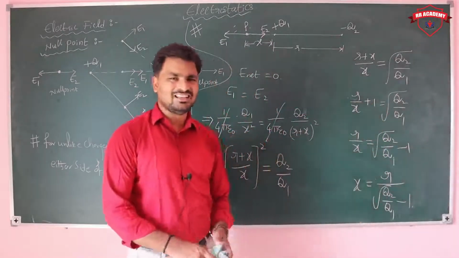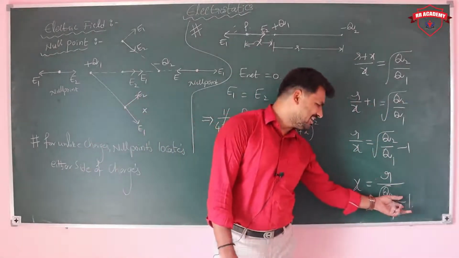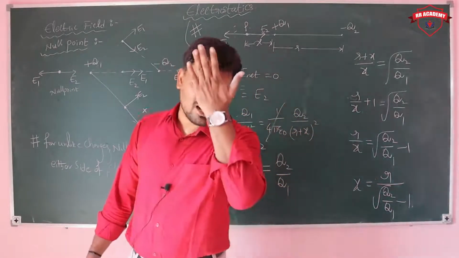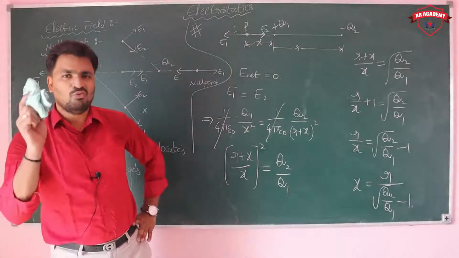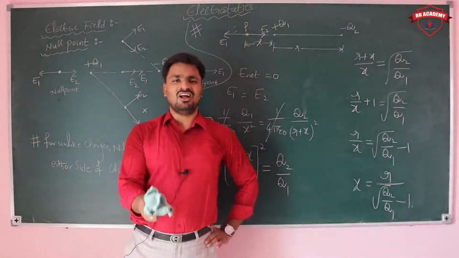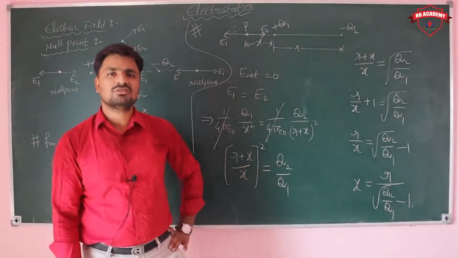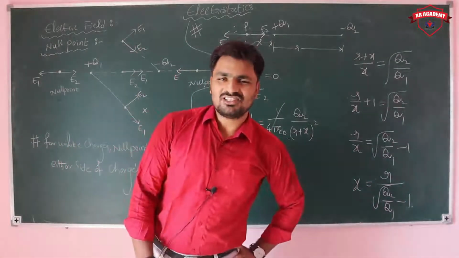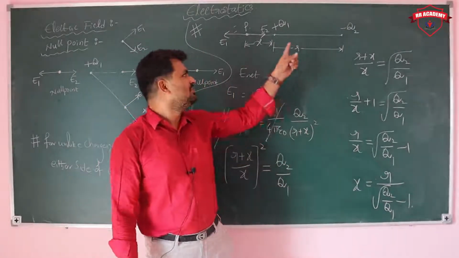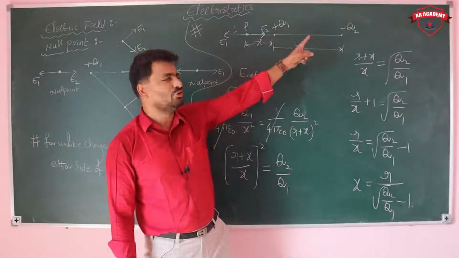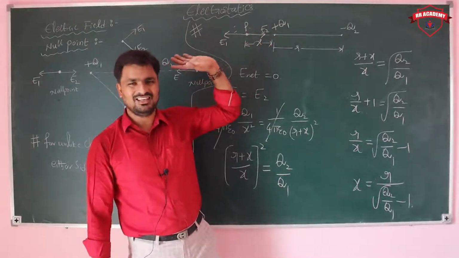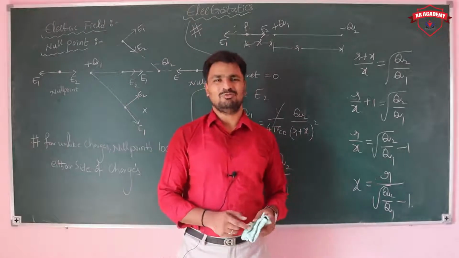For like charges, plus 1. For unlike charges, minus 1. So that is the formula to find the location of the null point. And one important point, note it down: the null point is always nearer to the smaller charge, smaller in magnitude. For example, if it is Q and that is 2Q, it is located nearer to the small Q. So that is about the null point.